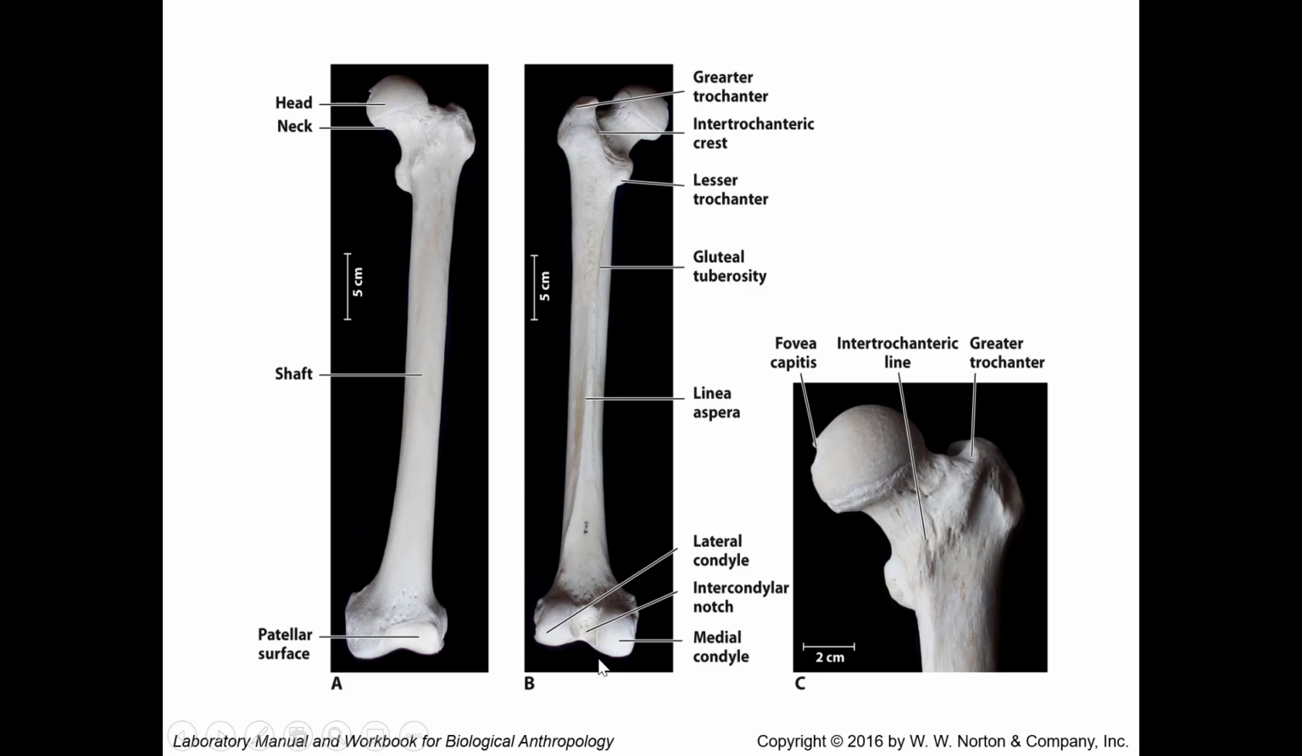On the anterior surface between the condyles, there's a depression called the patellar surface. So right here between the two condyles, again, is the patellar surface. This is where the patella, or the kneecap, will articulate, and it will move back and forth during knee movement.